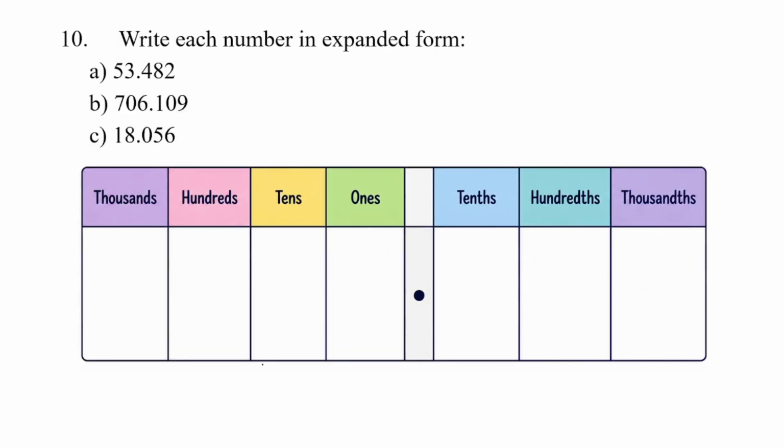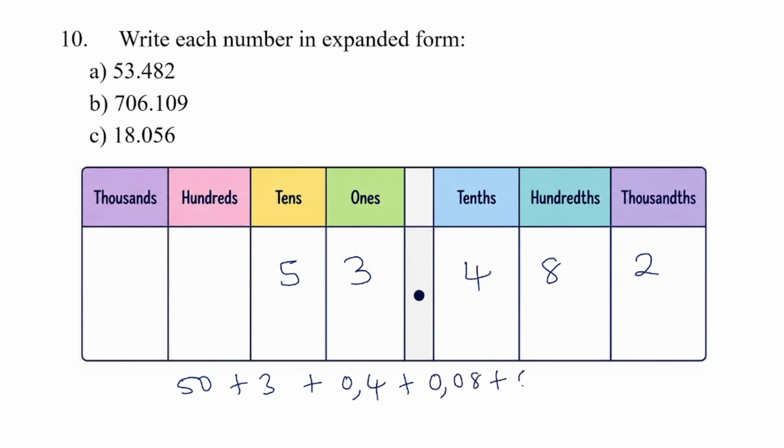Write each number in expanded form. This is 5 tens, 3 ones, then 4 tenths, 8 hundredths, 2 thousandths. So this is 50 from the 5 tens plus 3, then plus 0.4 plus 0.08 plus 0.002.